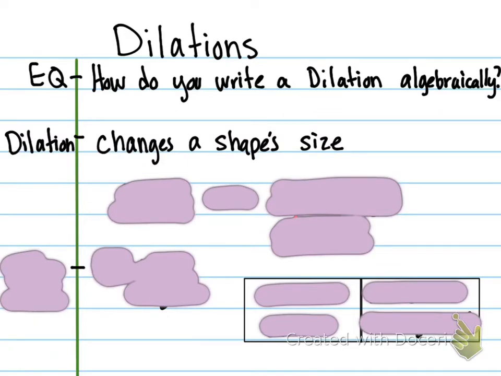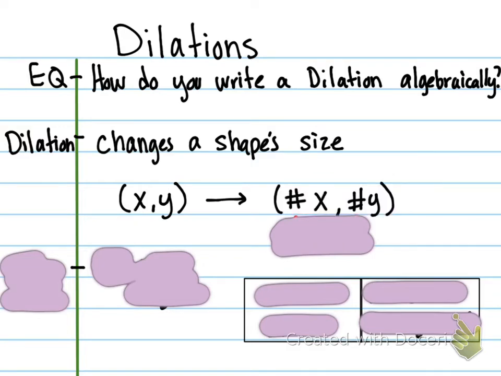A dilation changes a shape's size, and we typically get a coordinate, just like here we have an XY, and a dilation is basically on a graph where we either expand it really big or really small. We usually have whatever number you want to dilate the figure by, you multiply it in the front, and you put it like this, where those numbers are the scale factors.